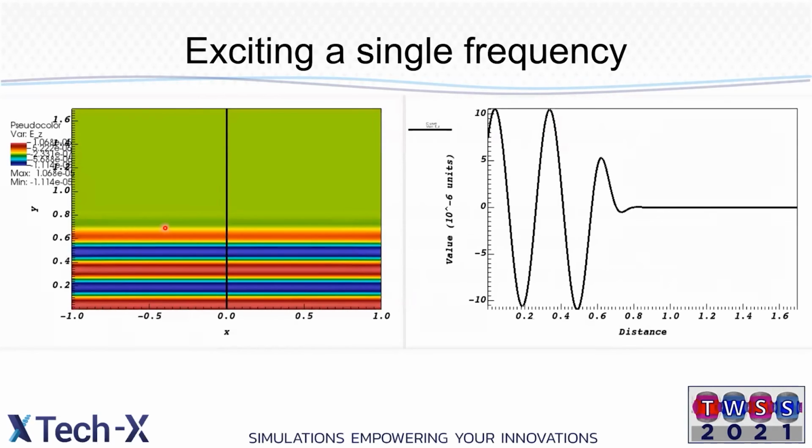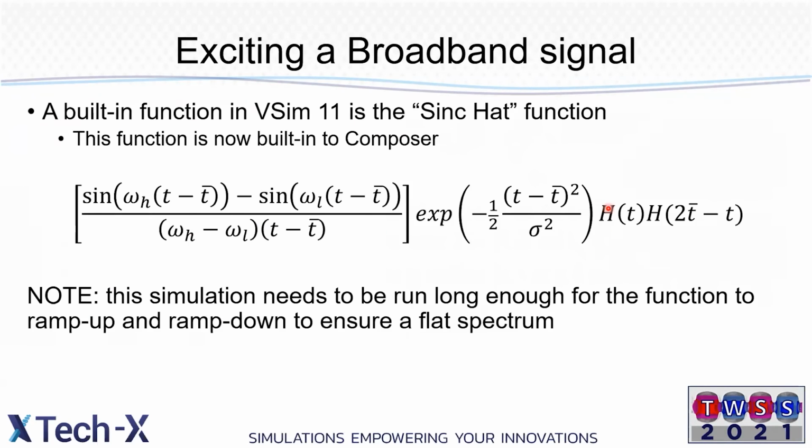And there's what that wave looks like. So that looks pretty good. These are MAO boundary conditions up here, so you would expect there to be attenuation. Okay, so then I put in this sinc hat function, which is a broadband signal over a wide frequency. And just real quickly, you can now pull this function up directly. It's one of the functions that can be used directly in VSim now. You don't have to write it in yourself.